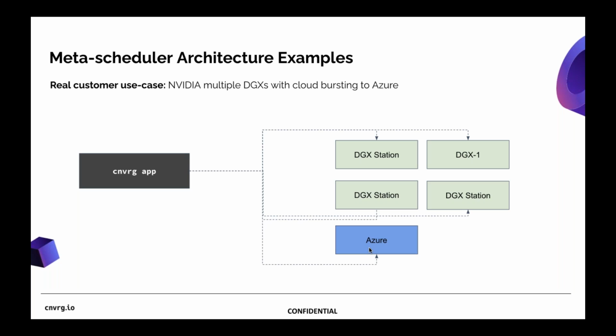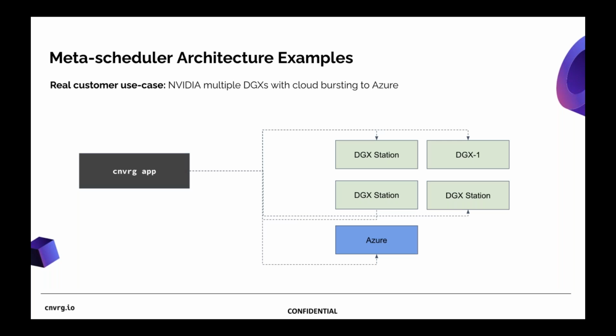Again, this is to avoid blocking data scientists, so they don't face the problem of not having any GPU to run their workload on. Converge will automatically burst to the cloud.